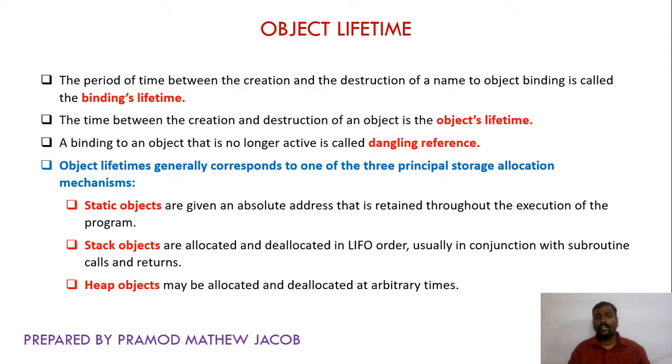Static objects are given an absolute address that is retained throughout the execution of the program. That is, the address is directly specified and it is stored in that exact address itself. Usually it is used for global variables.